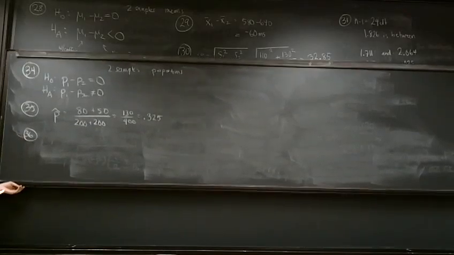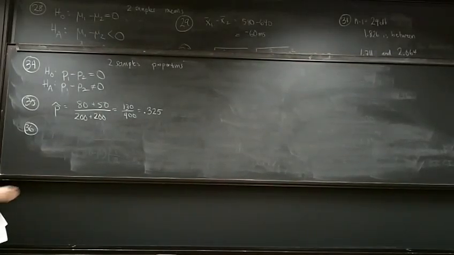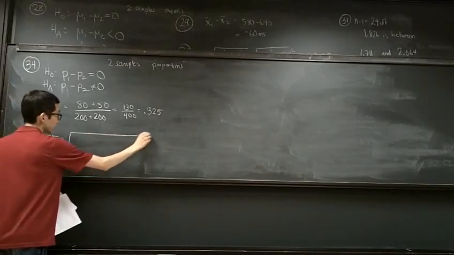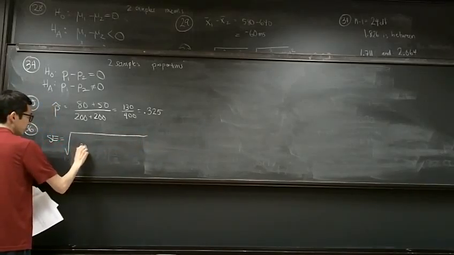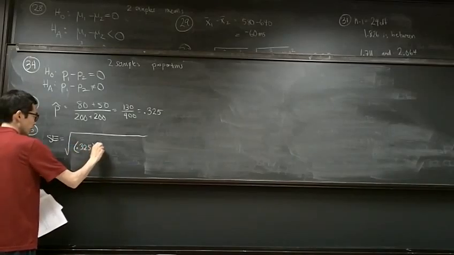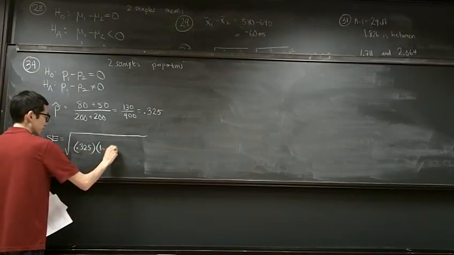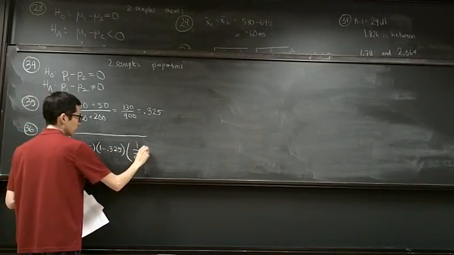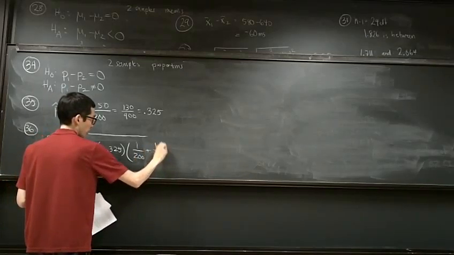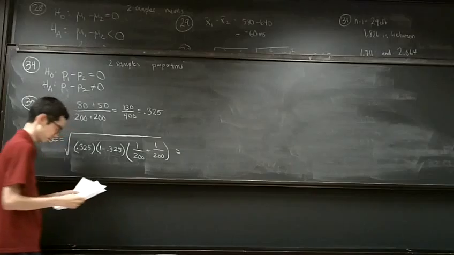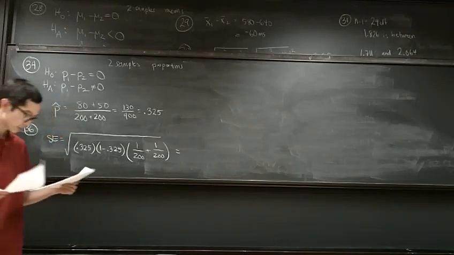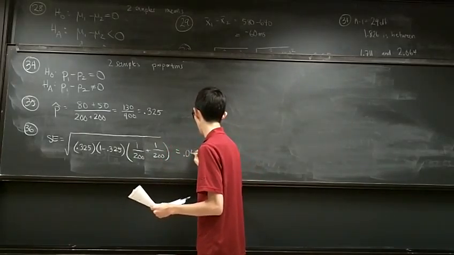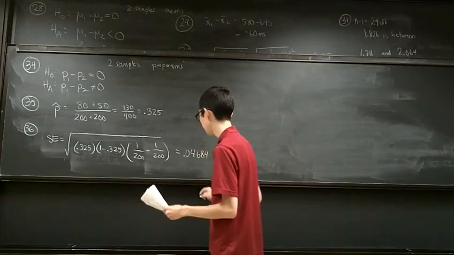36, what is our test statistic? Okay, so a few parts to this. One is we gotta figure out our standard error. Standard error is not the test statistic, but one step along the way. So I'm going to do the square root of 0.325 times (1 minus 0.325) times (1 over N1, so 1 over 200, plus 1 over 200). And I do that calculation, and I get 0.04684. Standard error.